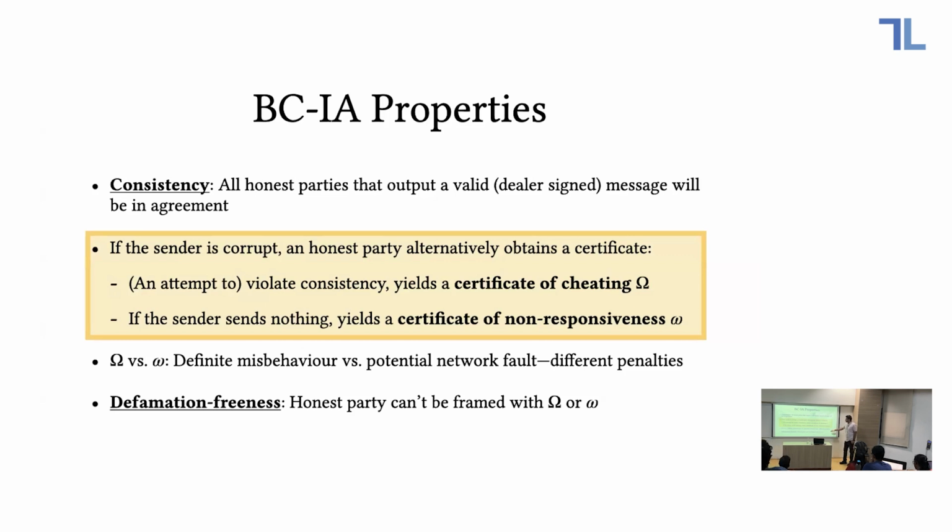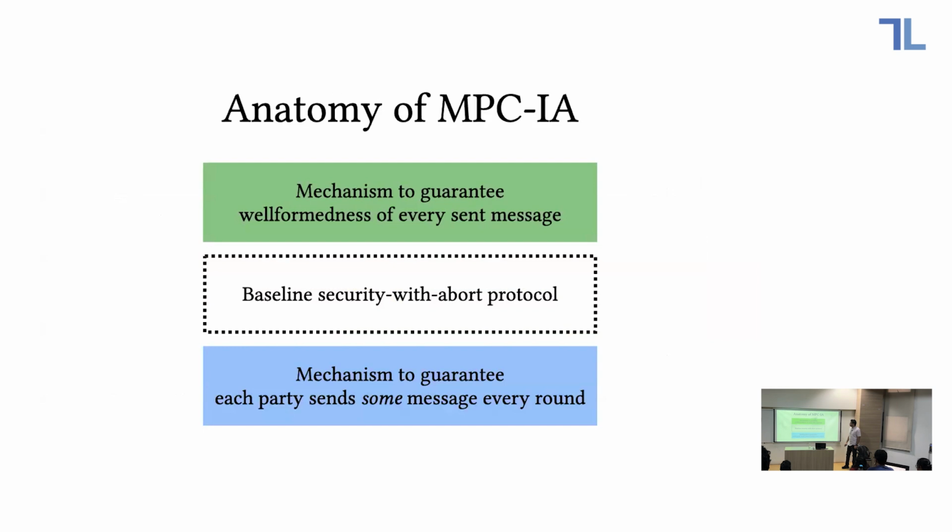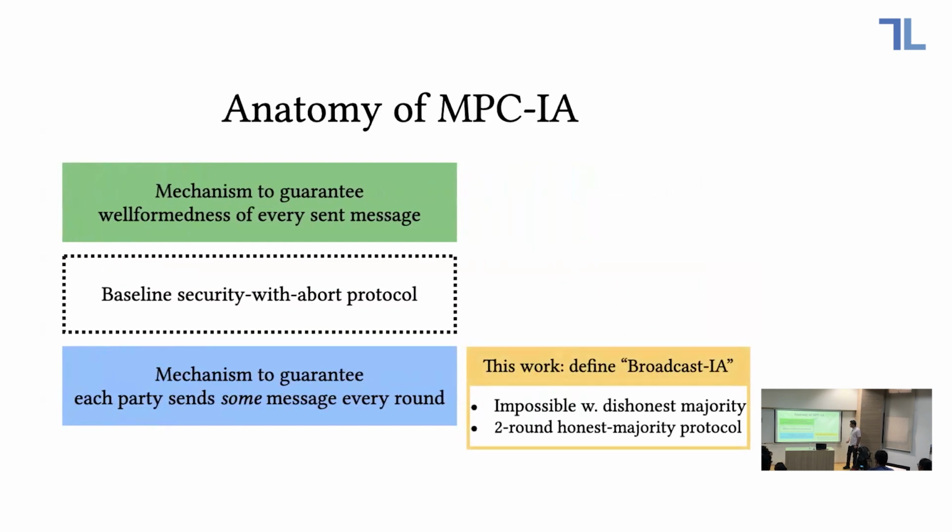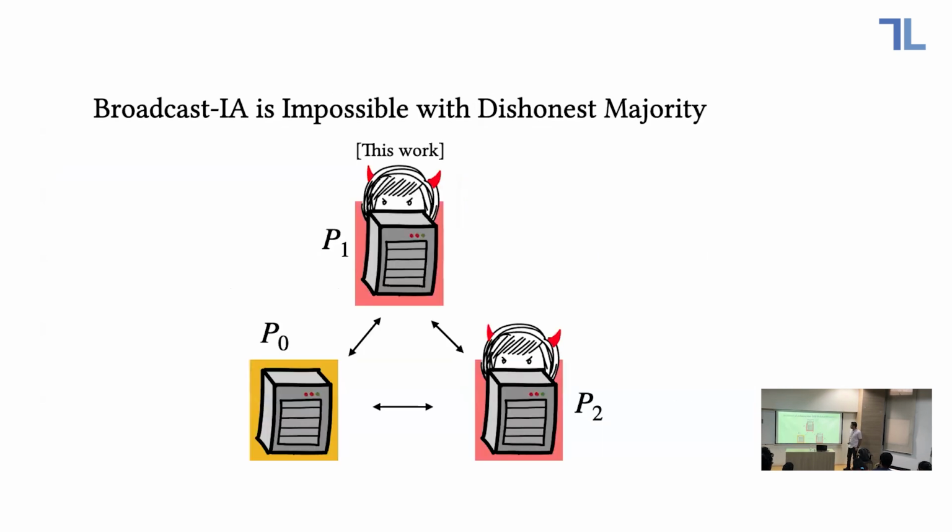And of course, we want to make sure that honest parties can't be framed. So in the synchronous setting, we're going to achieve this notion of defamation freeness, but in the asynchronous setting, this is an aside, it could be that an honest party is blamed with the non-responsiveness thing. All right, so going back to our anatomy. Now we define this notion of broadcast IA that's tailored to this IA setting that can be used to instantiate this mechanism. We're going to show that it's impossible with a dishonest majority, and there's a two-round construction in the honest majority setting. Right, so let's get into the dishonest majority impossibility.